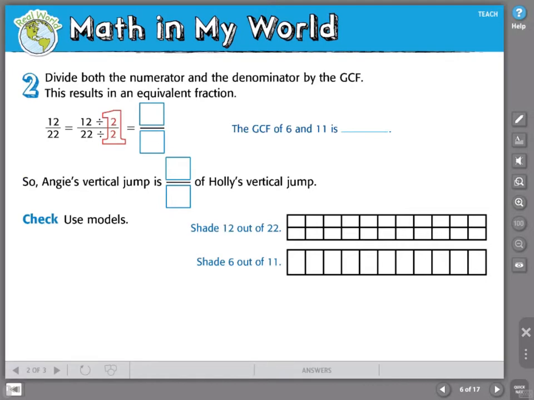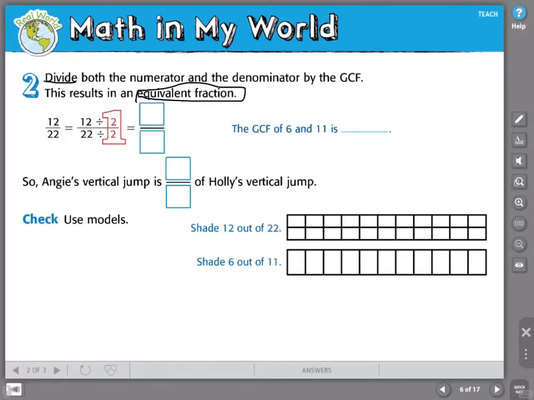Our second step is to divide both the numerator and the denominator by the GCF. This results in an equivalent fraction. Remember, equivalent fractions have the same value, they just have different names. Remember when I taught about my pizza party where I had 1/2 of a pizza, but Mr. Dodge had 500,000 1/millionths of a pizza? We both ate the same amount of pizza, even though we had different names.